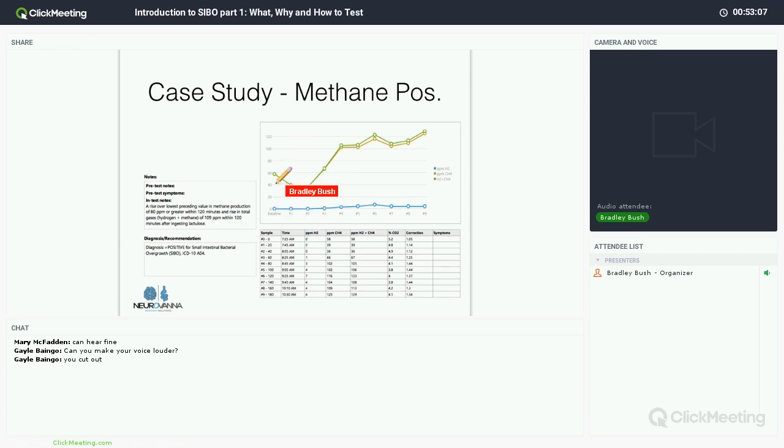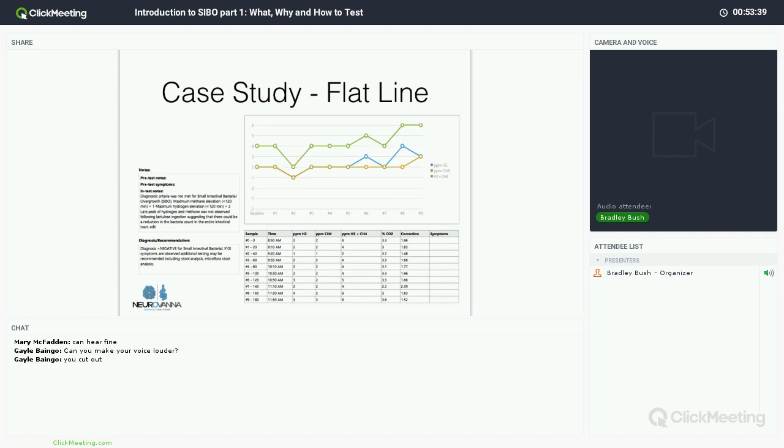This is a classic presentation that you see with a lot of methane positive SIBOs. More times than not, when someone has a lot of methane activity, their baseline is going to be elevated. You see that all the time. So if you have a baseline measurement of methane greater than 10, that's usually positive for SIBO in itself. But in this particular case, not only were they highly elevated at baseline, but later on they also became extremely elevated.